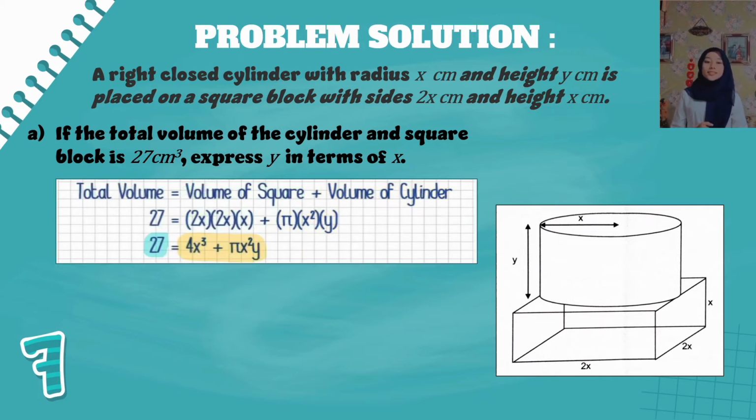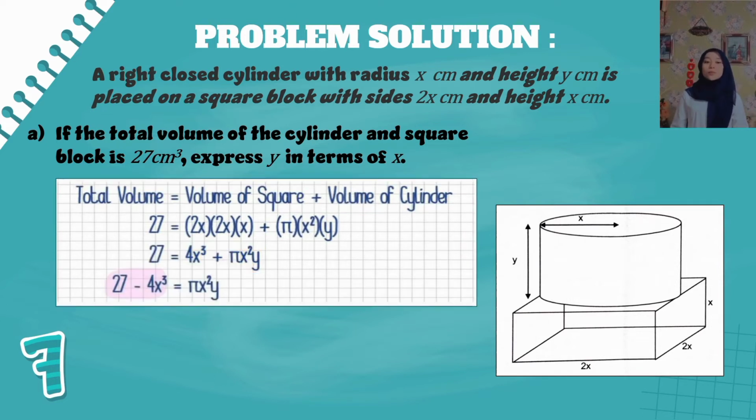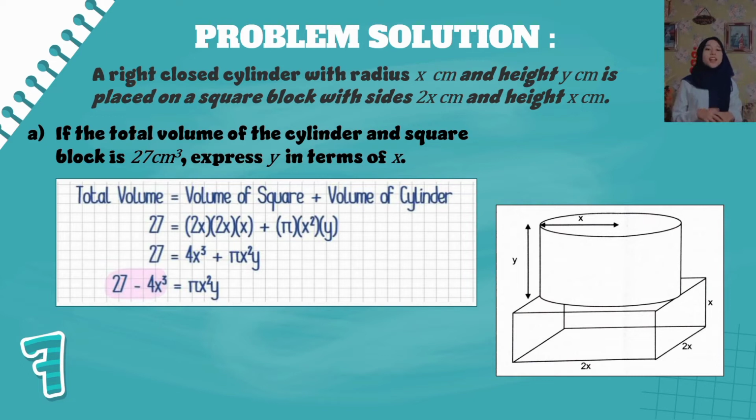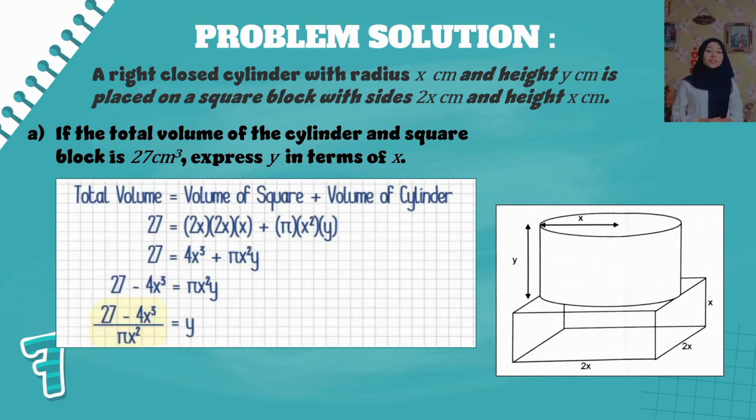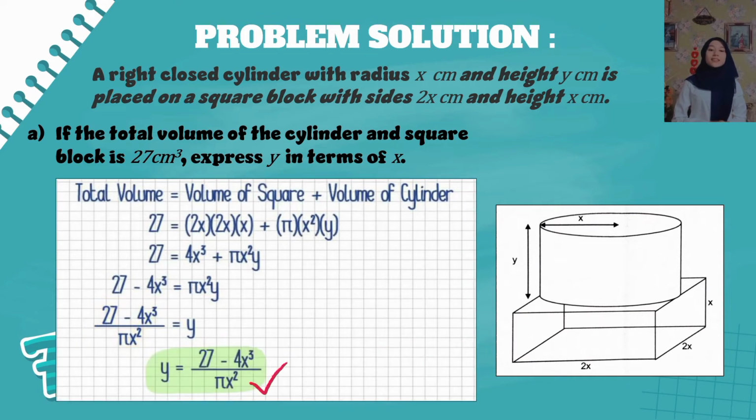We will get 27 on the left hand side and 4x cubic plus pi x squared y on the right hand side. Then we move 4x cubic to the left hand side and it will turn to 27 minus 4x cubic. The question asks to express y in terms of x, so we need to move pi x squared to the left hand side. Therefore, we will get 27 minus 4x cubic divided by pi x squared equal to y. As the final answer, we must rewrite it and tada! y is equal to 27 minus 4x cubic divided by pi x squared.